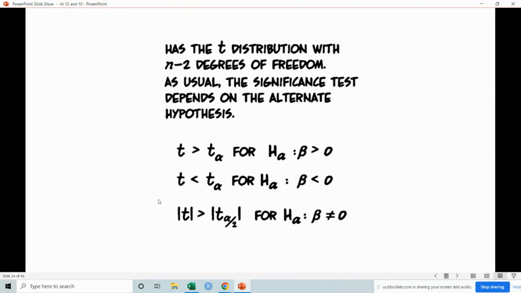As usual, the significance test depends on the alternate hypothesis. If we're looking at a right-tailed test, beta would be greater than 0. Left-tailed test, beta would be less than 0. And there's also beta does not equal 0, which would be a two-tailed test.